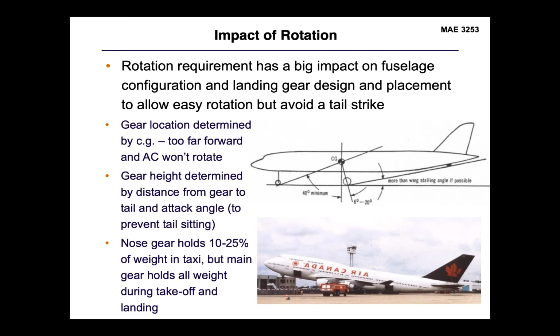If you put it too far back, it's going to require too large of a force to impart that moment in order to allow your aircraft to rotate. So you really want to design that location of the landing gear with this in mind, within a very short distance from the center of gravity, but enough to be stable.